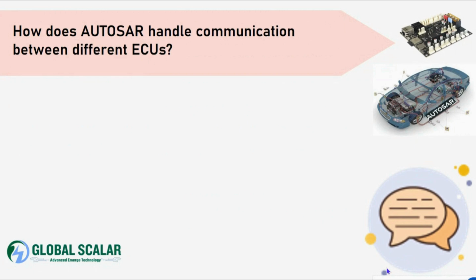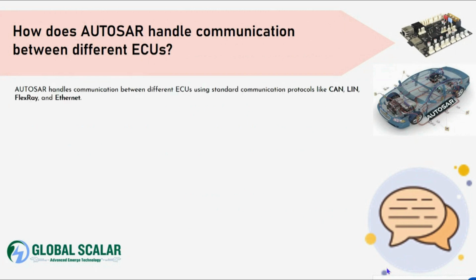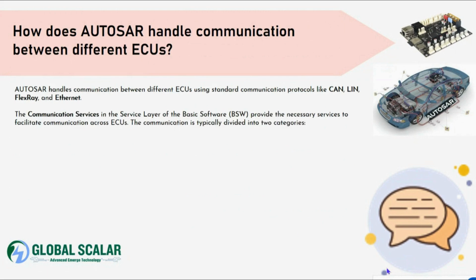How does AUTOSAR handle communication between different ECUs? AUTOSAR handles the communication between different ECUs by using standard communication protocols like CAN, LIN, FlexRay, and Ethernet. The communication services in the services layer of the base software provide the necessary services to facilitate the communication across the ECUs. The communication is typically divided into two categories.